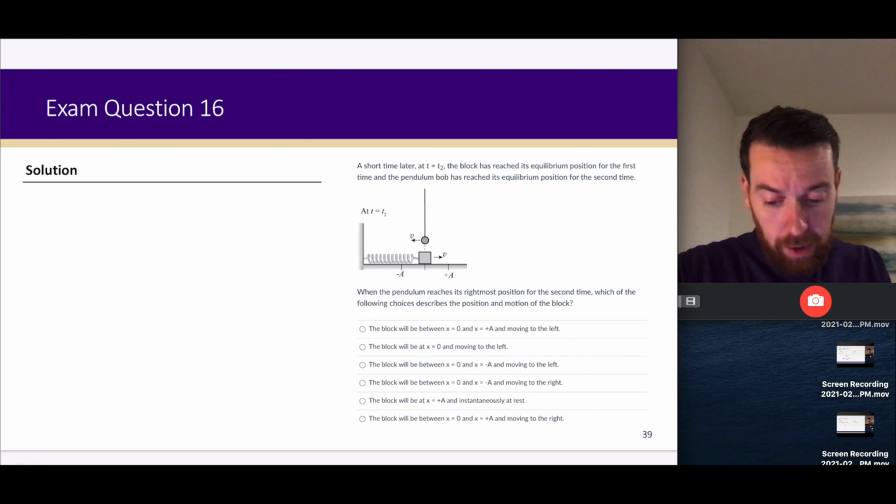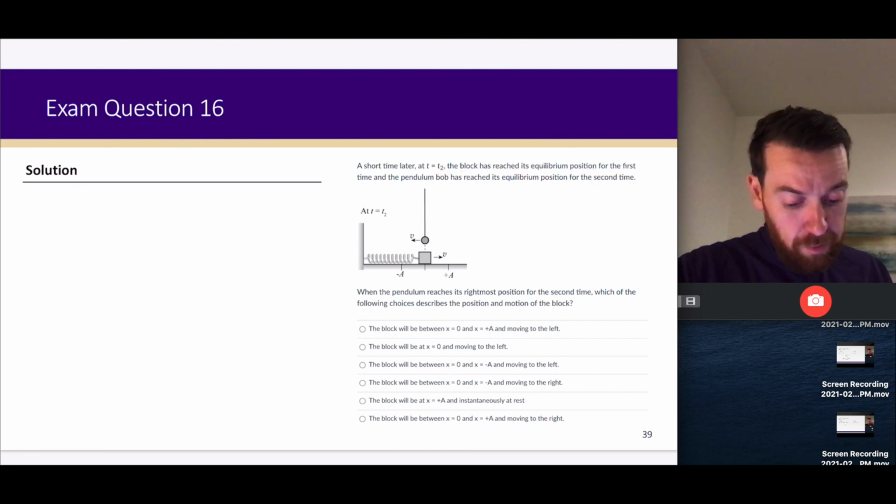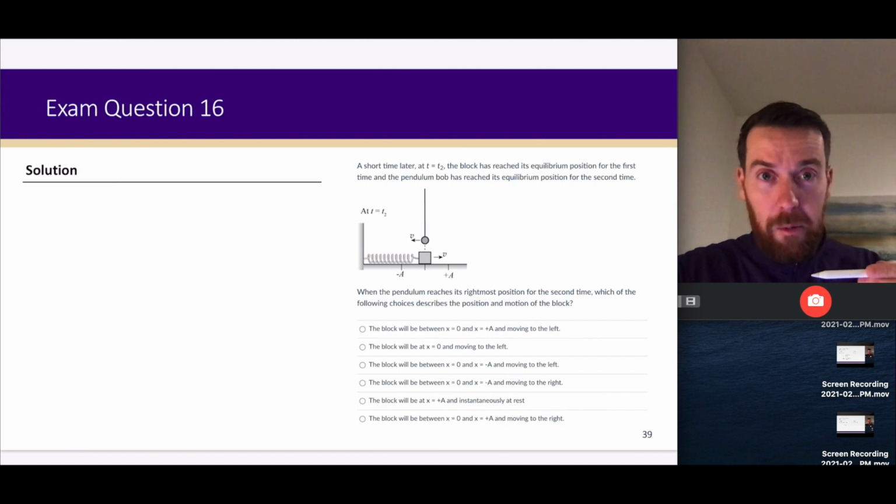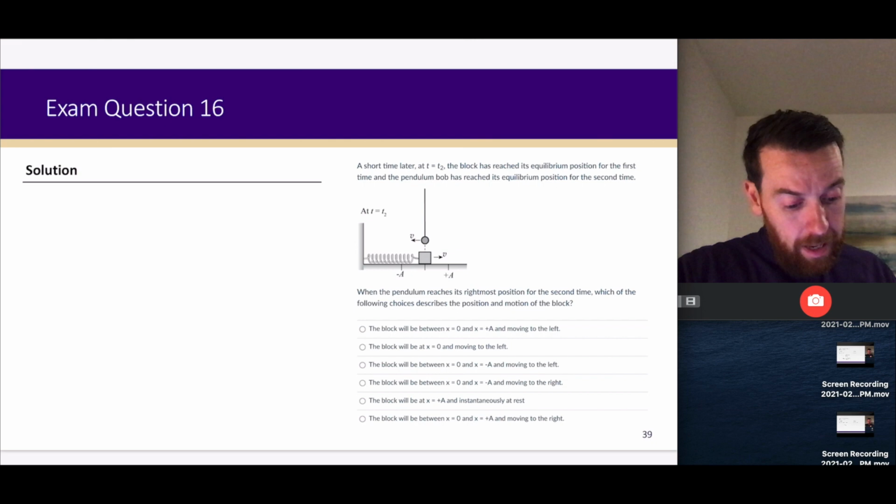So this is question 16. A short time later, we're told at t2, the block has reached its equilibrium position for the first time. So it's just gone from negative A to the equilibrium position. And the pendulum bob has reached its equilibrium position for the second time. So the pendulum bob has already gone through the equilibrium position, gone to its maximum on the right, and come back. It's coming back to the equilibrium position for the second time. Then we're asked, when the pendulum reaches its rightmost position for the second time, which of the following choices describes the position of the block?